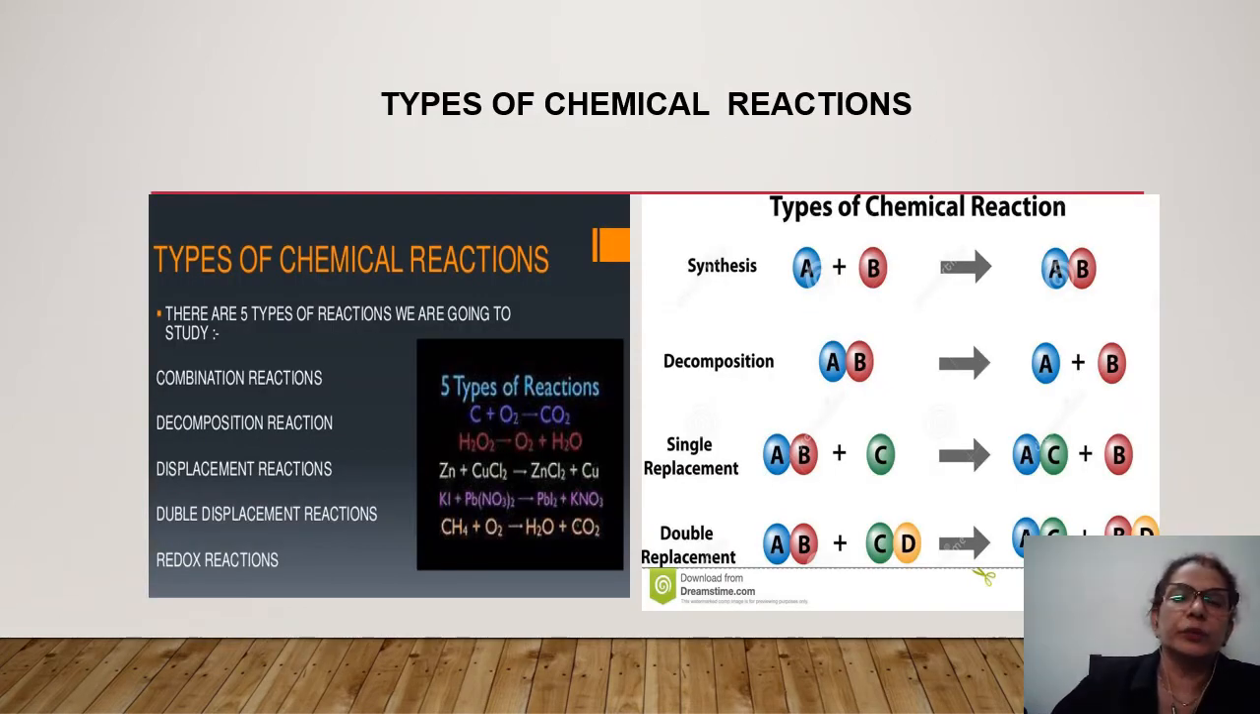Now let us come to the main topic of types of chemical reactions. Now there are 5 types of chemical reactions. So they are combination reaction, then we have decomposition reactions, displacement reaction, which is a single displacement reaction and a double displacement reaction, and redox reactions, which are also known as oxidation reduction reactions. Okay, so these are the 5 types of chemical reactions you need to study for your grade 10. The examples are given here, but anyway we'll be doing them in detail.